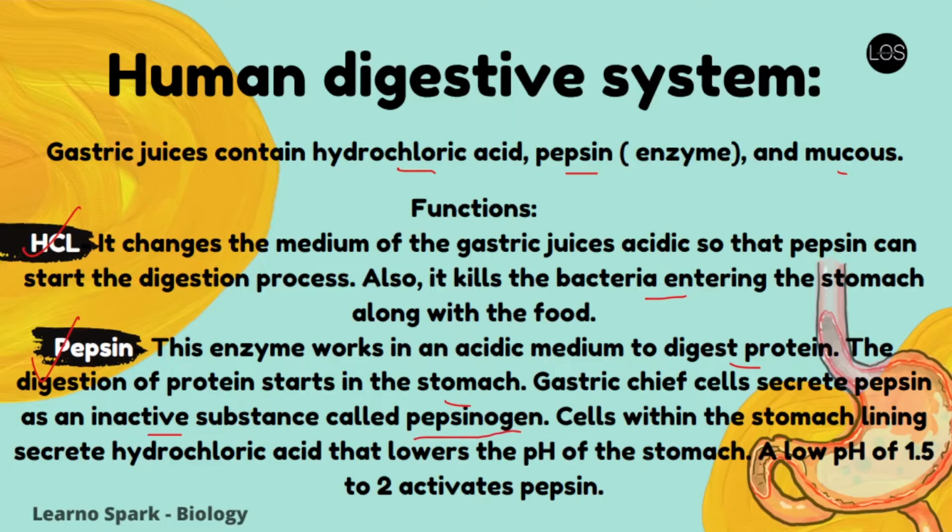Cells within the stomach lining secrete hydrochloric acid that lowers the pH of the stomach. So, after the secretion of HCl or hydrochloric acid, the medium becomes acidic, which activates pepsinogen to form pepsin. A low pH of 1.5 to 2 activates pepsin. So, this is the pH required to activate pepsin.